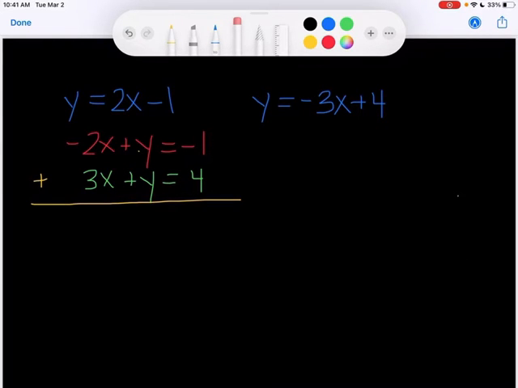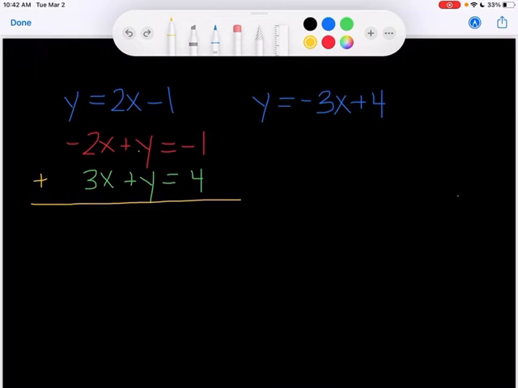We've got negative 2x and we've got 3x. If I add those together, I would get 1x. That's not going to cancel out. We also have y plus y. That's going to give me 2y. Those will not cancel out. In order for the variables to cancel out, you have to have opposites. So it would have to be negative 2x and positive 2x, or negative 3x and positive 3x, or y and negative y.